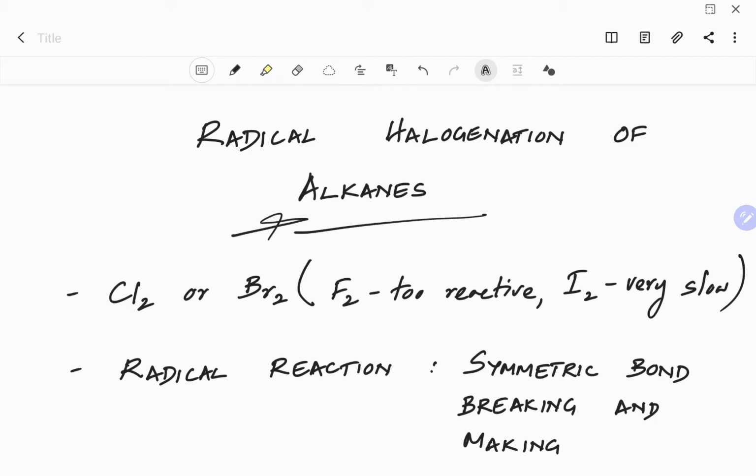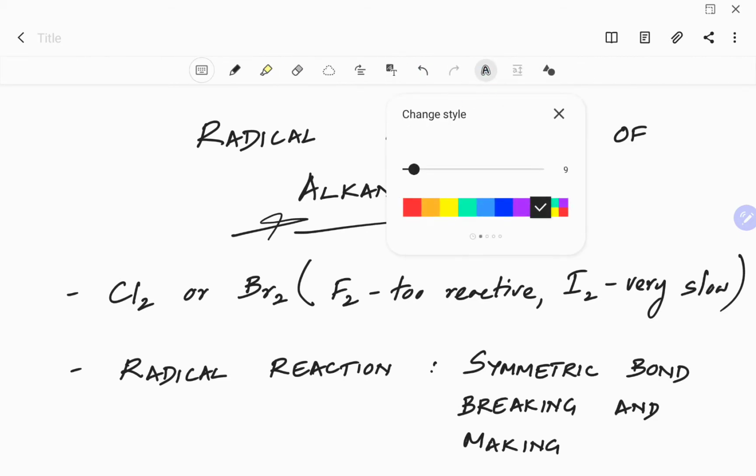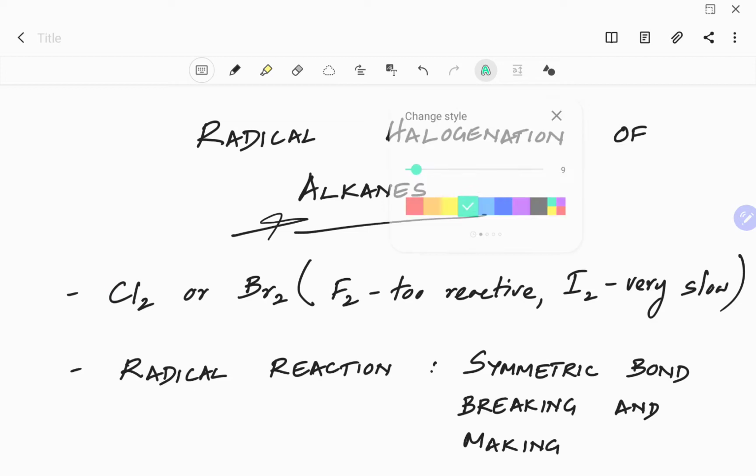For this radical reaction, you are going to need a halogen, preferably chlorine or bromine, because fluorine could be too reactive and iodine could be very slow. And then you are going to need a simple alkane, a few-carbon alkane. Those are the preferable reactants for this radical halogenation.